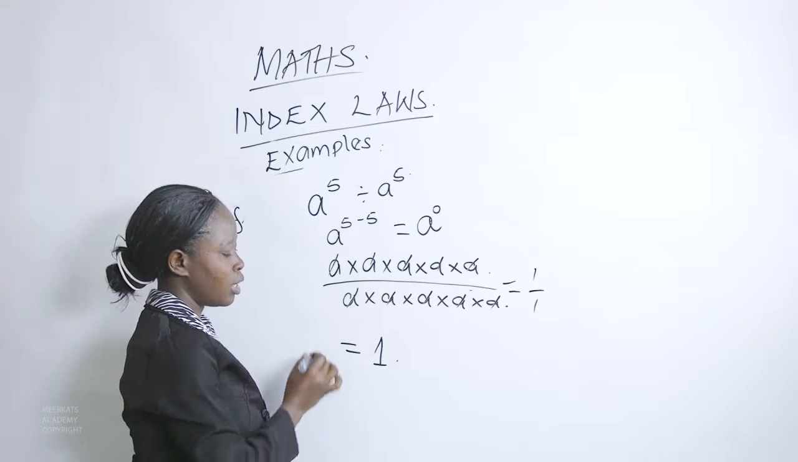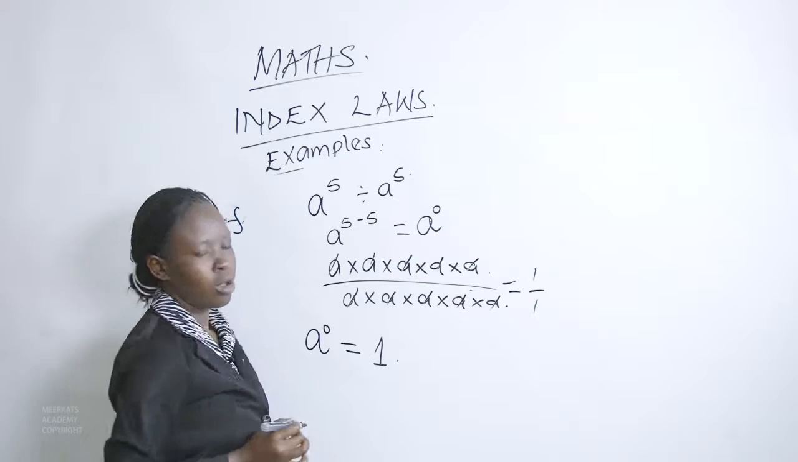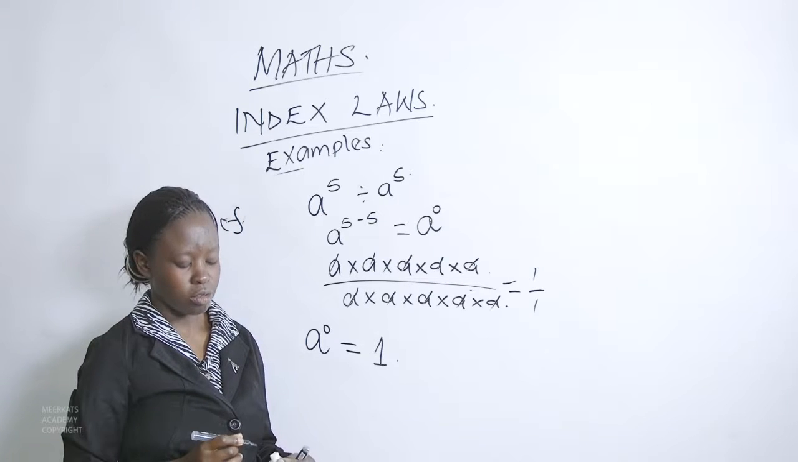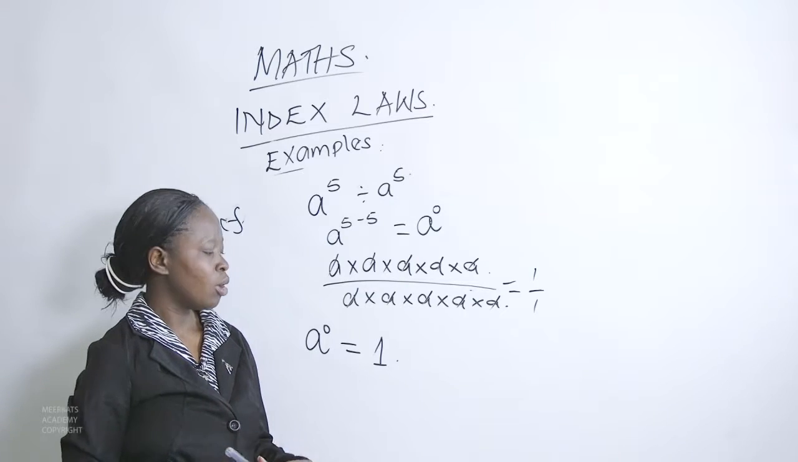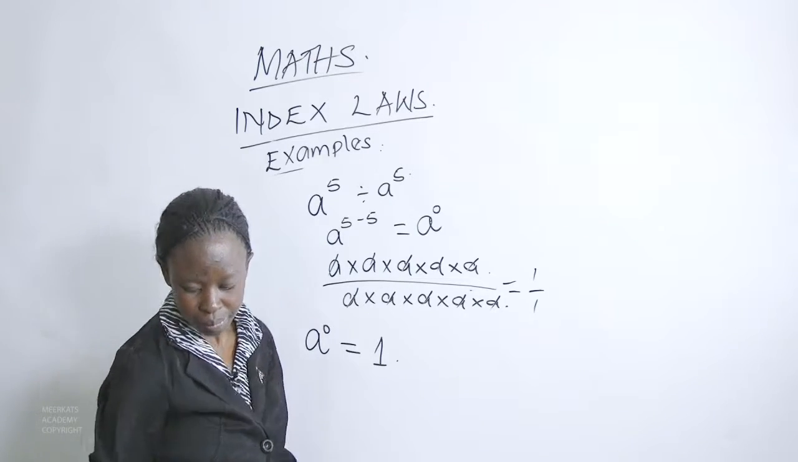So what does it mean? A to the power of 0 is simply equal to 1. So any number to the power of 0 is 1.